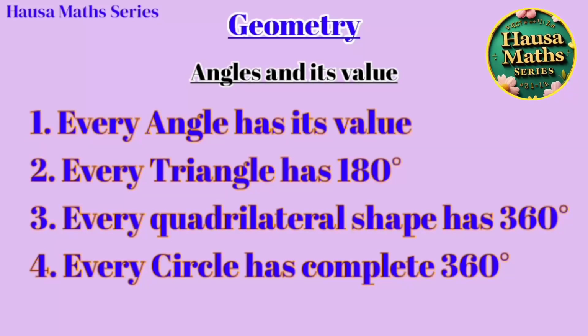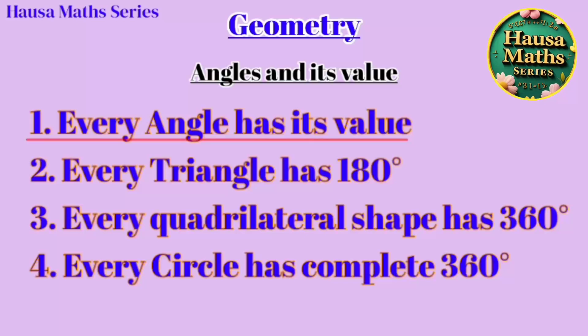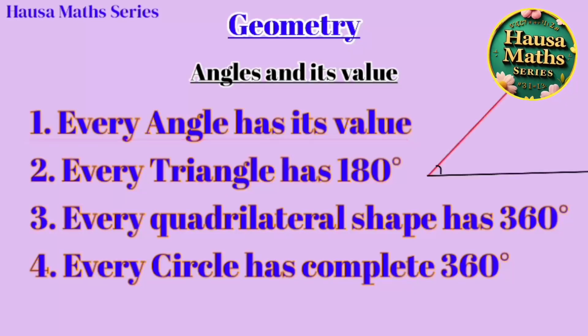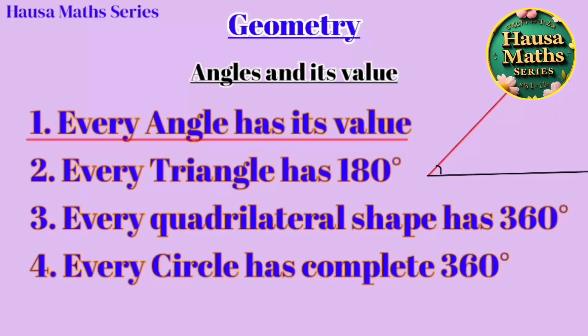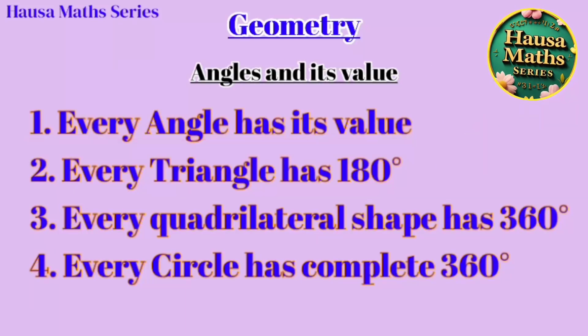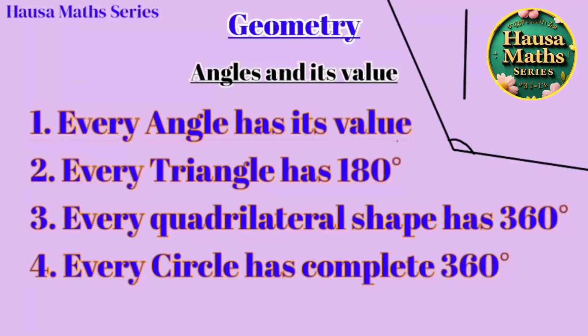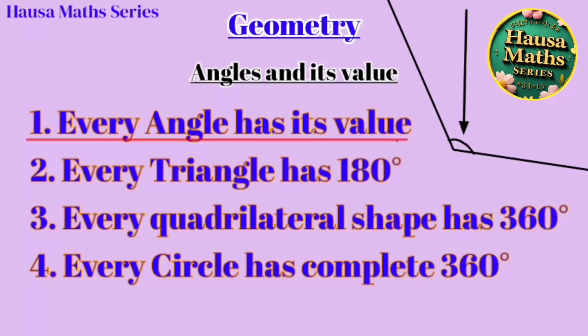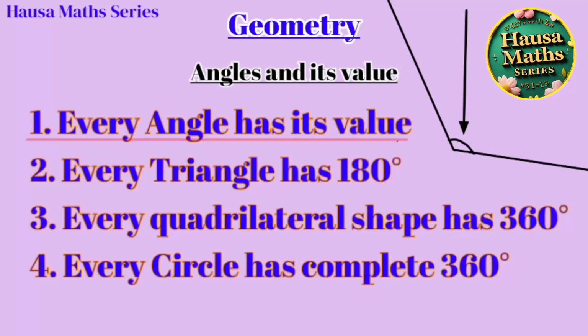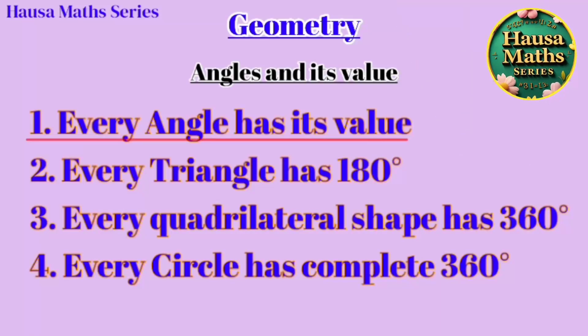Let's take a previous lesson where we learned the acute angle, which is less than 90 degrees. Every angle between 0 and 90 degrees is an acute angle. Also the right angle has exactly 90 degrees, then the obtuse angle is greater than 90 degrees, between 90 and 180 degrees. These are the angles we have learned previously.